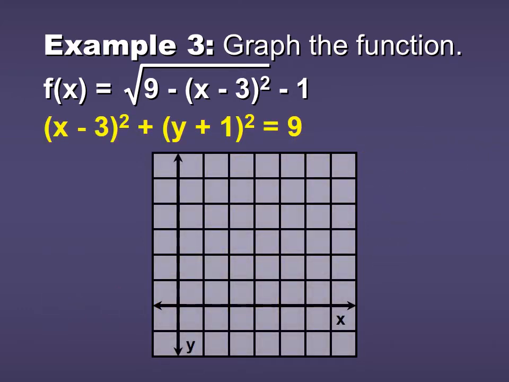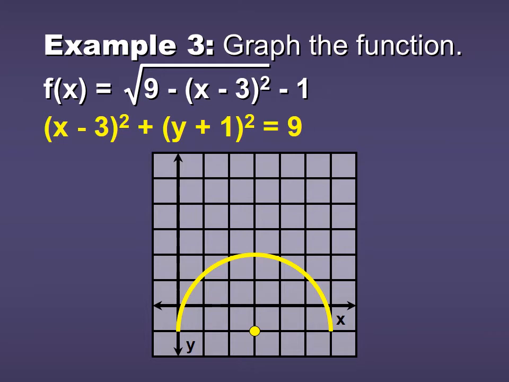Now that I know my center is at 3, negative 1, and my radius is 3, I can graph it. So I find my center, which is 3, negative 1, and I have a radius of 3, which means it's going to be 3 in all directions. Oh, it kind of cut off, so I won't be able to graph anything down here.